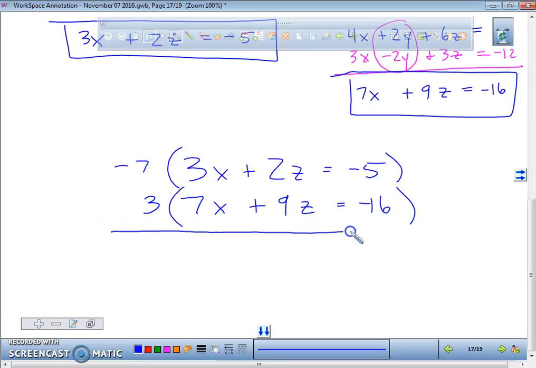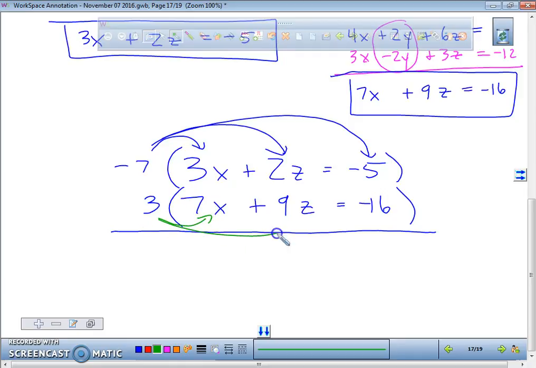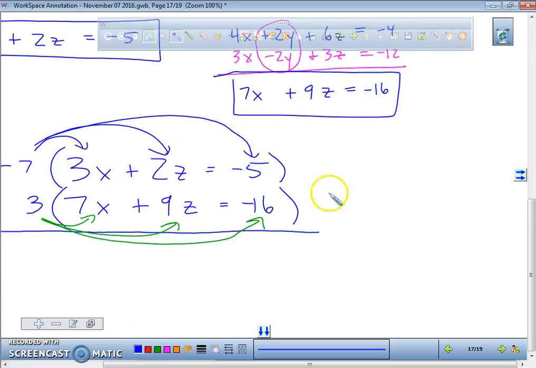So what I want you to do right now, distribute, everybody. The first one I'm going to distribute up here. I'm going to make everything blue. And the bottom one, I'm going to make everything green so you can see the difference between the two equations. I've got a negative 21x. I've got a minus 14z. I've got a positive 35 if I multiply everything by a negative 7. The bottom equation, I've got a 21x, plus a 27z equals a negative 48.